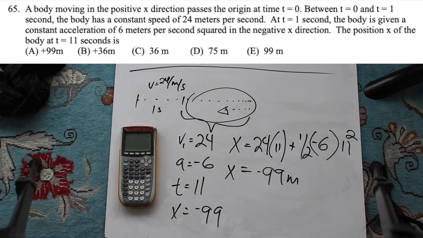And I don't have a negative 75, but there is a positive 75. Let me reread the question. The body is given a constant acceleration. The position x of the body at 11 seconds is... I'm going to take negative 75 and call this a potential error in copying over.